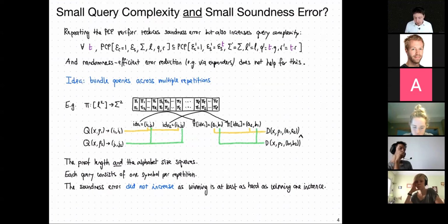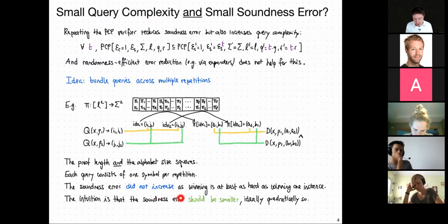And of course, there's a couple of observations here. First is that the soundness error definitely did not increase. We did not make the soundness error worse, because any one of these repetitions is independent. So on their own, the adversary won't be able to fool us any more than it did in an iteration on its own, right?